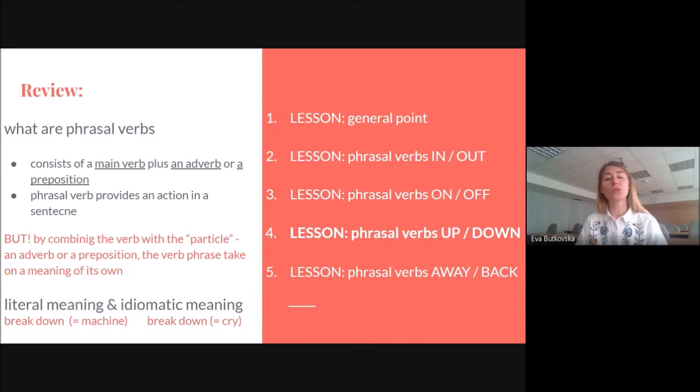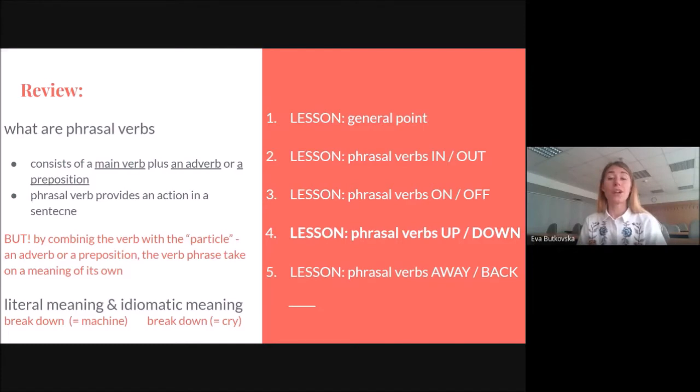One thing for you to remember and really understand is that when we put the main verb and the particle together, the verb phrase takes on a new meaning. Phrasal verbs can have more than one, more than two, and sometimes even more than 3 meanings. So we could say that phrasal verbs have literal meaning and sometimes idiomatic meaning. So let's look at the example of the phrasal verb break down.